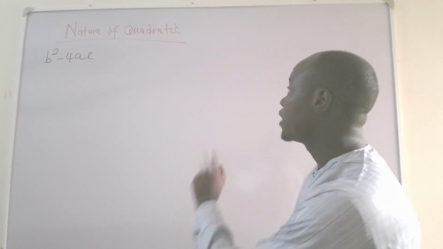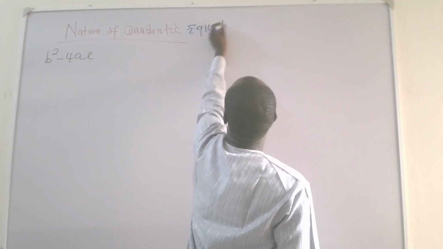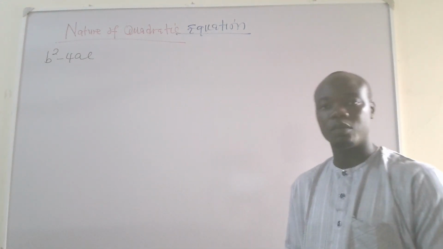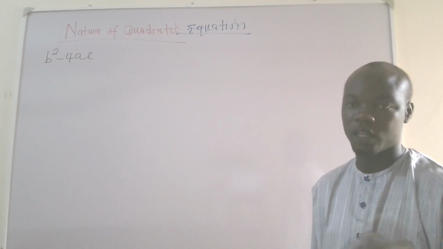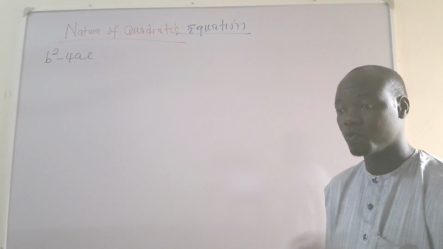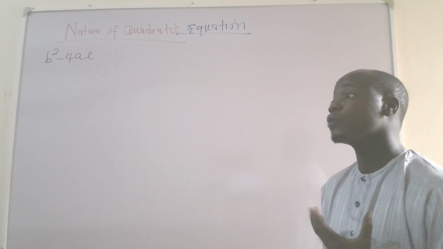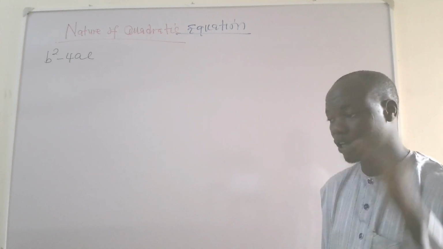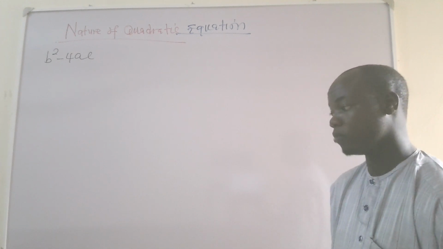Good day all. Today we are going to look at the nature of quadratic equations. This will give us an idea of how our quadratic equation will look after solving. Sometimes we can have a quadratic equation where we may not even think of which of the methods to use in solving the problem. So if we are able to know the nature of the quadratic equation, that will give us an idea of which method we are going to apply.